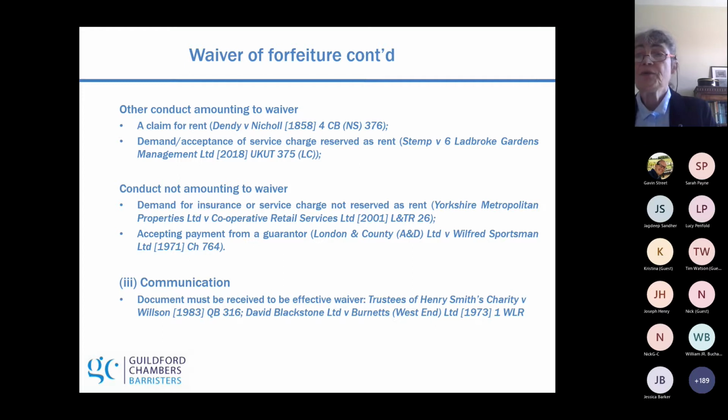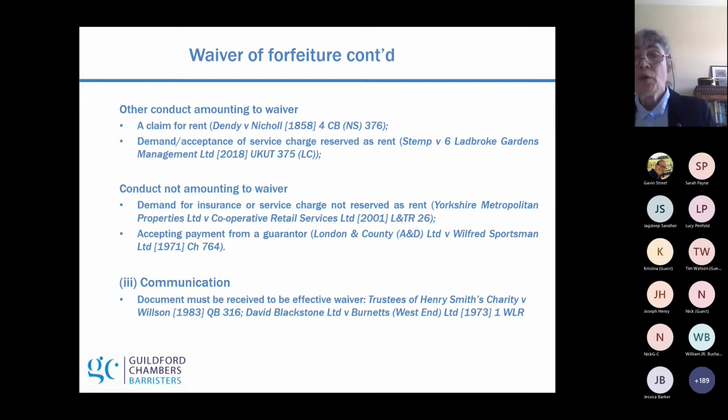Then a couple of examples of rent-related conduct not amounting to waiver. A demand for insurance or service charge not reserved as rent. This, of course, is the flip side of a demand reserved as rent. In the Yorkshire Metropolitan Properties case, the landlord had refused rent and also served a Section 146 notice. A subsequent demand for an insurance payment, which wasn't reserved as rent, was held not to be a waiver, and obiter, Mr. Justice Neuberger, as he then was, suggested, not surprisingly perhaps, that a service charge demand which was not reserved as rent would be treated the same way.